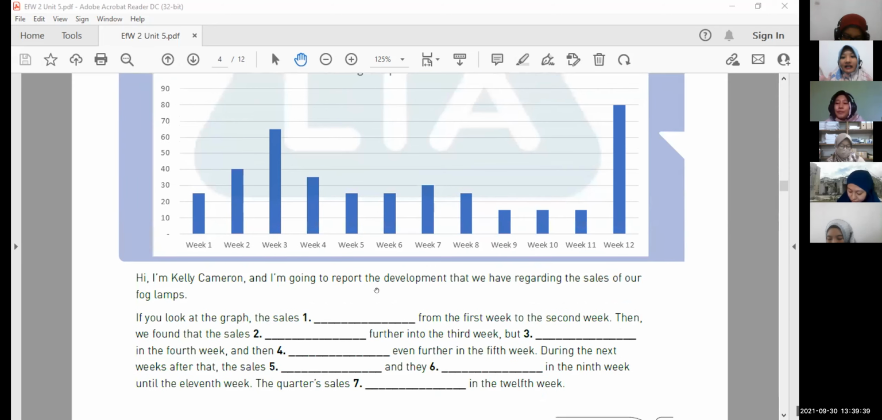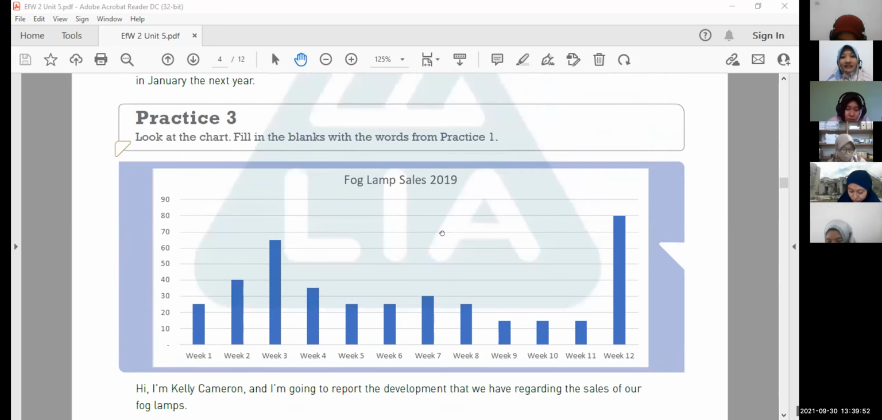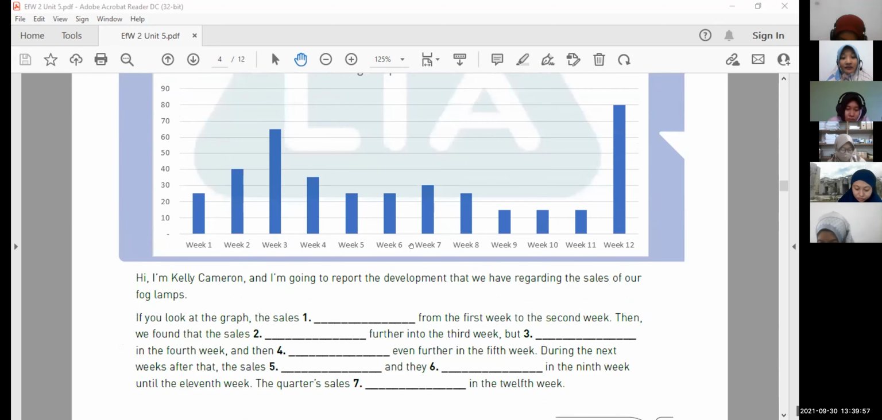So for this one, I will put you in the breakout room with your partner. Please do this one and try reading the chart and use the words from practice 2. Remember, because the sales were in 2019, of course you still need to use past tense. So just like practice 2: fluctuated, rose, fell, dropped, something like that. Okay, so let's move on to practice 3.